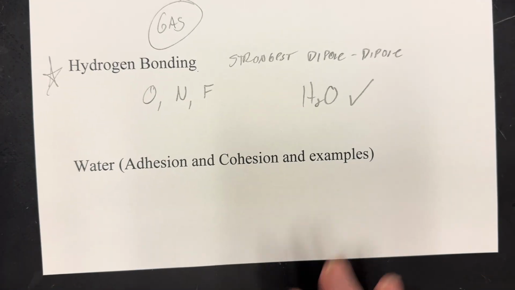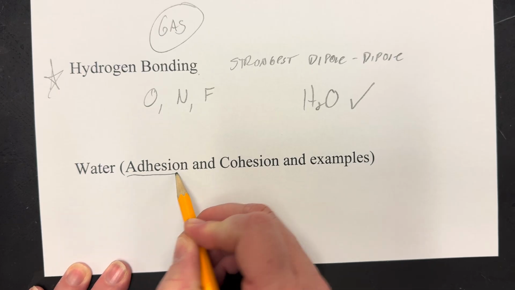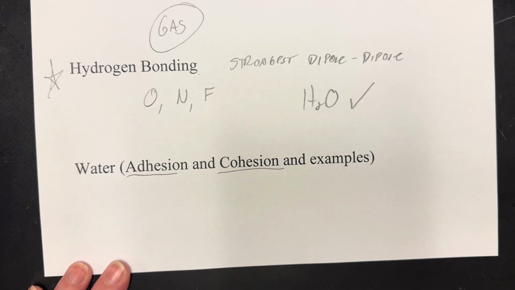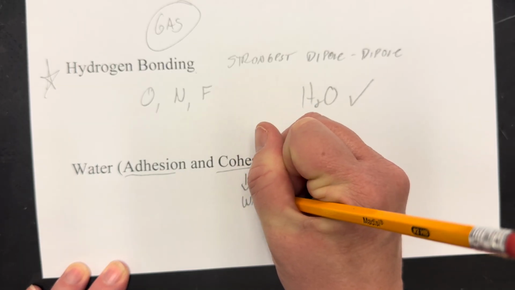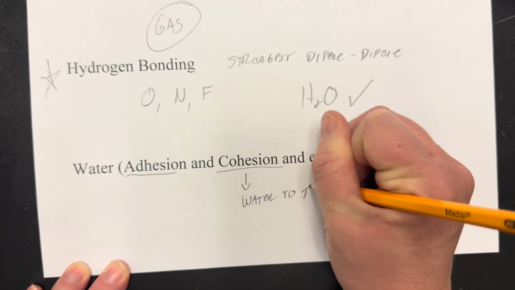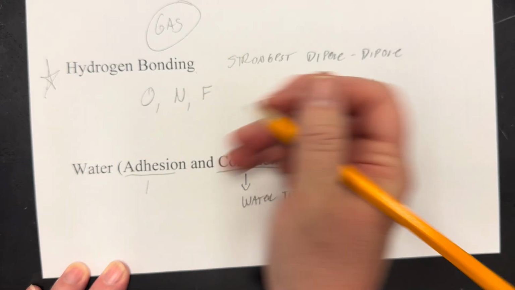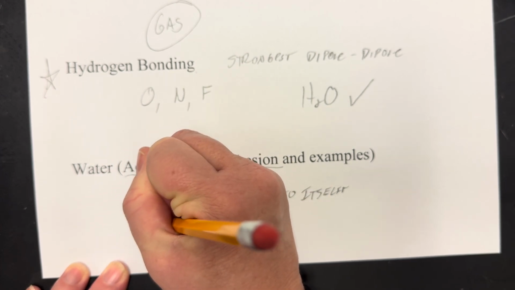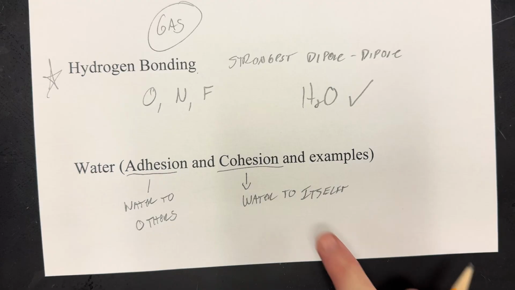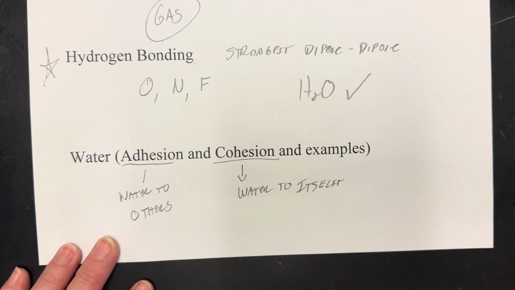Final thing that we did in this unit was talk about the properties of water. Important things to make sure you are comfortable with are the terms adhesion and cohesion. Cohesion is when water is attracted to itself, and adhesion is water's attraction to others. And this causes all those good properties, that cohesion of water, like surface tension, all of that good stuff. So please make sure that you review those properties of water.